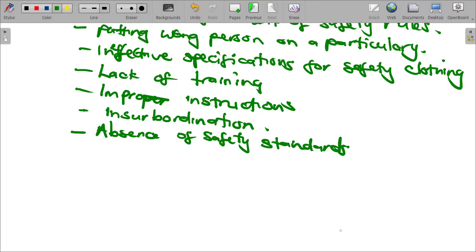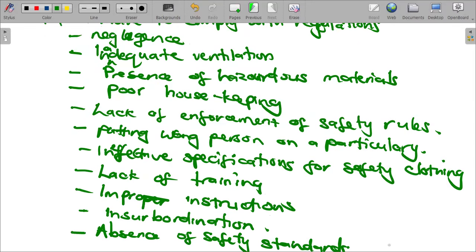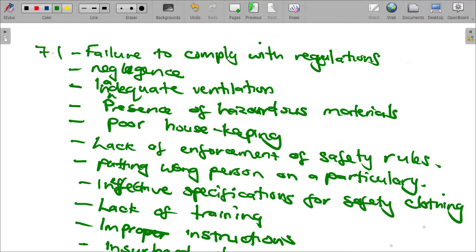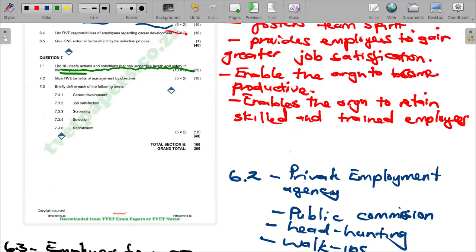Right. So we've exhausted as many as I could manage. So let's go to question 7.2. Give 5 benefits of management by objective.